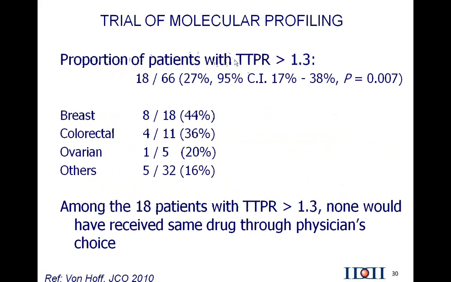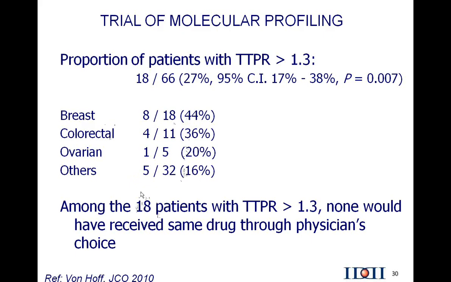The proportion of patients who had indeed a time to progression ratio in excess of 1.3, that means a longer time to progression with the targeted therapy than with their last line of treatment, that proportion was 18 out of 66 patients. So it's 27%, and that proportion was comfortably larger than the 15% that had been hypothesized in the trial protocol. If we look at this proportion by tumor type, you see that it was in fact higher for some tumor types, such as breast and colorectal, than for others.